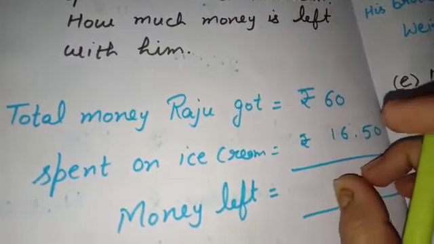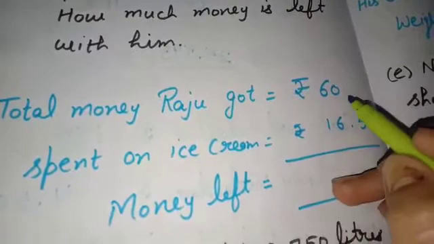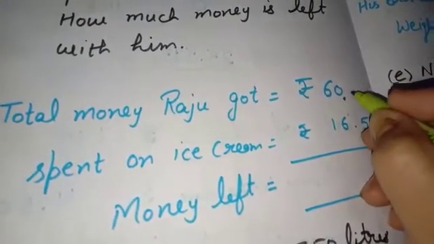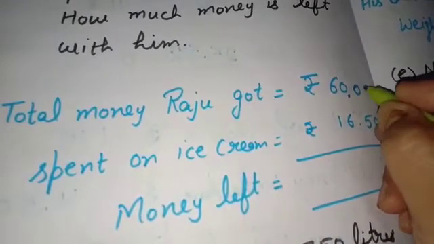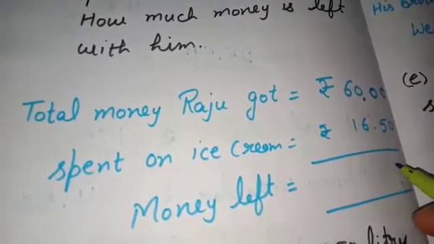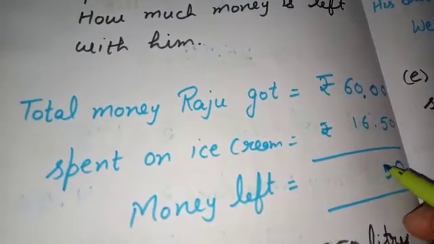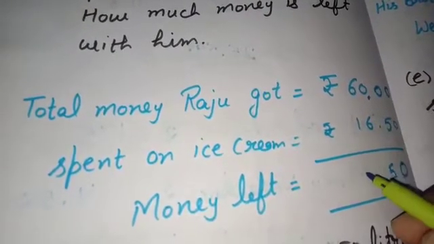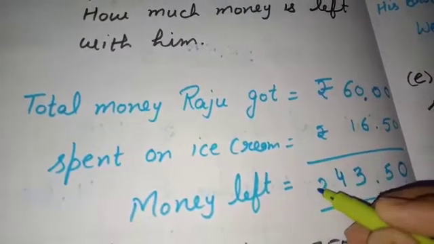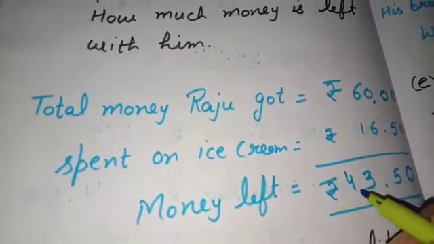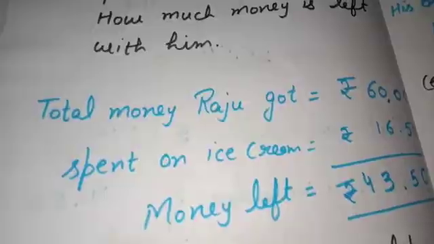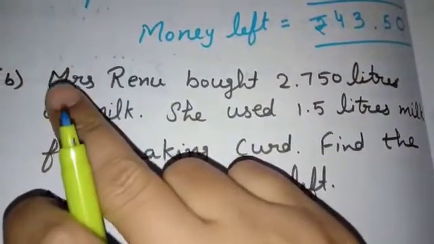Here one thing is different, that there is no point in 60, so we will add the point in the last and then add two zeros. Then subtract to find the money left. 0 minus 0 is 0, 10 minus 5 is 5 after borrowing, then 9 minus 6 is 3, 5 minus 1 is 4. Don't forget to write rupees before the answer, so the answer is rupees 43.50.